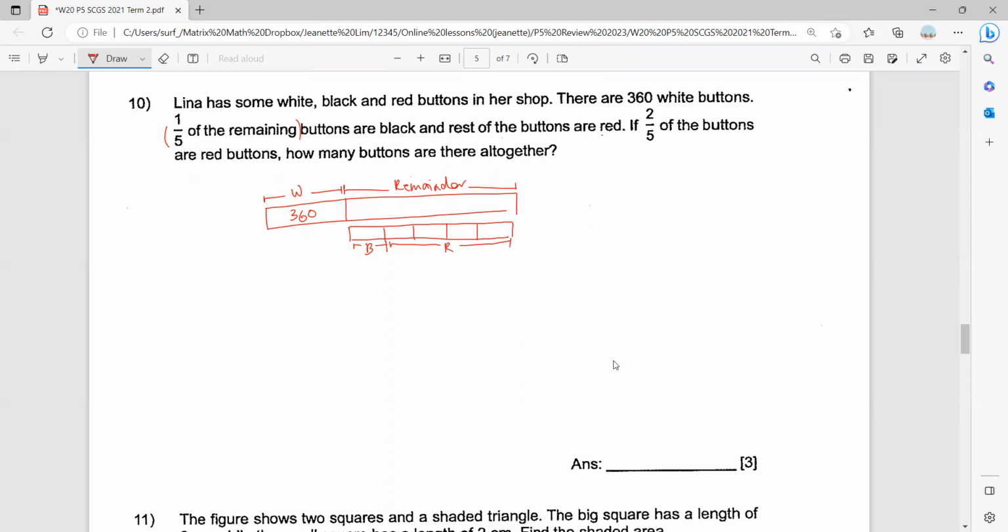If 2/5 of the buttons are red, okay, so this is 2/5 of the total. Take note that the red is actually 2/5 of the total. Since that is 4 units, I can change this fraction into 4 over 10 of the total. Changing it to 4 because red is 4 units, which means that the total is 10 units. Red is 4U. Total is 10U.